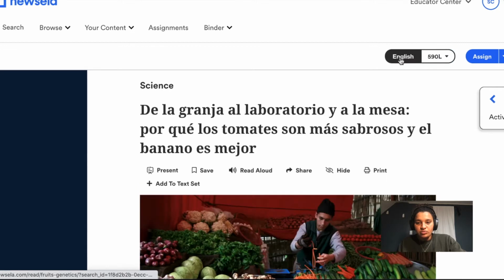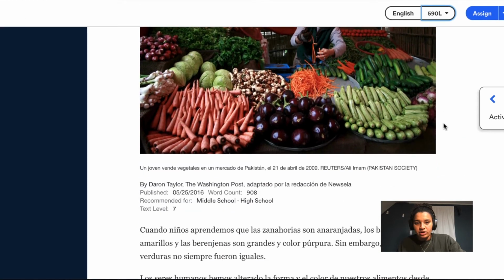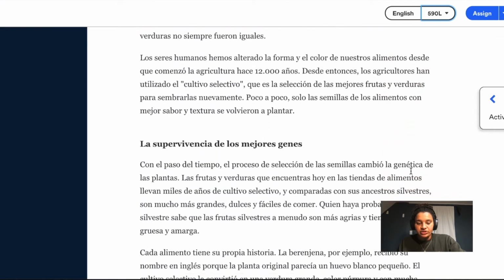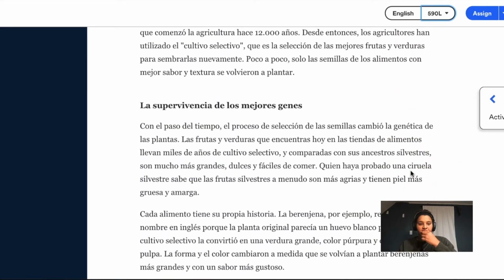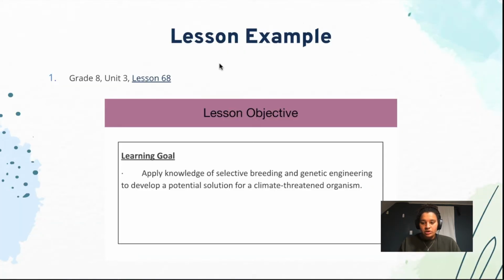You can go to Spanish, and then you can change the literacy level in Spanish too. So your students can be assigned this article. There's also a read aloud portion that students can use if they prefer to listen to the content instead of read it. If you have a variety of native languages in your class, I always suggest to use YouTube.